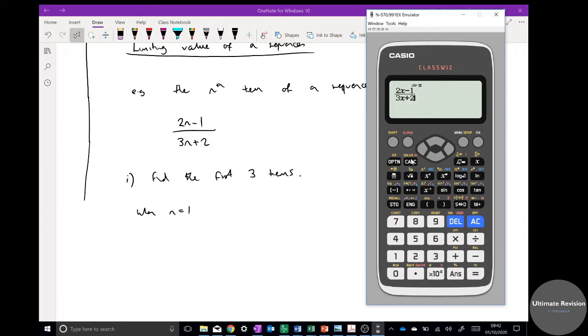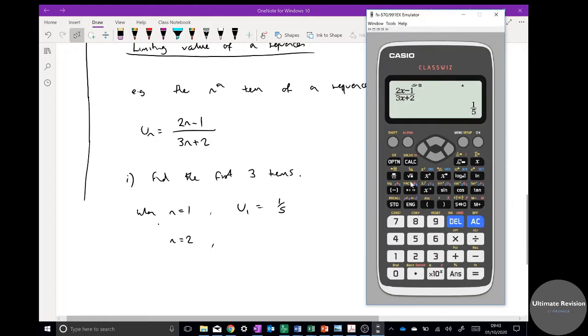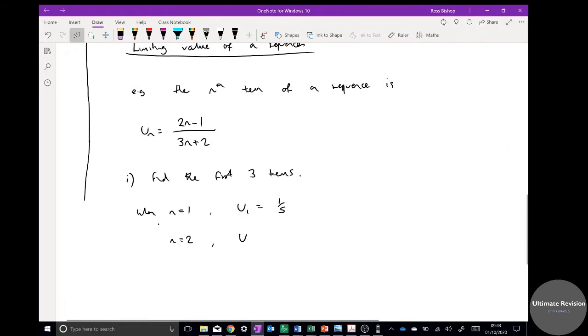And I can press the calc button there, and I can say when x is 1, press equals, and then equals again, a fifth. So the first term, if I call that, sometimes we call this u_n. That's the same as the u. So u_1, the first term, is equal to a fifth. When n is 2, I just need to press calc again. Don't press clear. Calc again. I'm going to change that to 2 this time. Do it again. 3/8. So u_2 is 3/8.